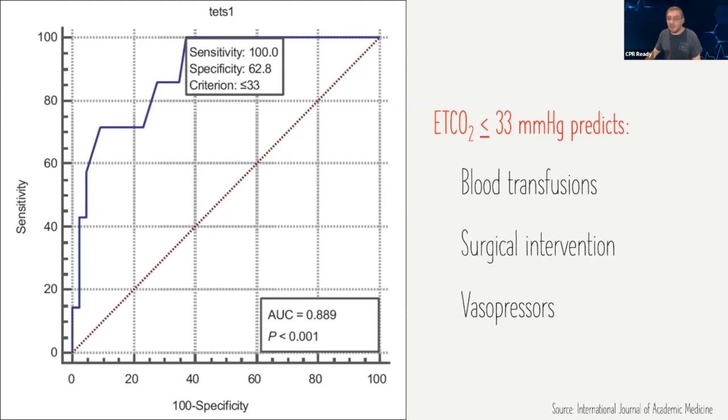They did some studies and they found that an end tidal CO2 of less than or equal to 33 in trauma was predictive of the need for blood transfusions, surgical interventions, and even the need to give vasopressors in these cases where the other interventions weren't sufficient. So start using capno to monitor your trauma patients if you're not doing that already.